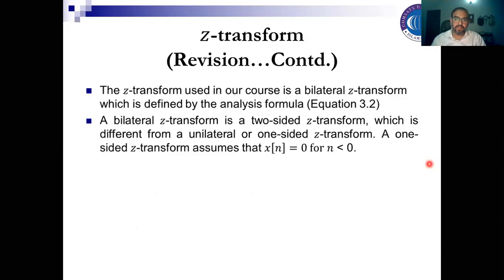the z transform in our course is also called a bilateral z transform, and it is given by the formula 3.2. The bilateral z transform is a two-sided z transform, which is different from a unilateral z transform or a one-sided z transform. So what would the one-sided z transform be? That assumes that x of n is 0 for n less than 0. Okay, so we are not taking this assumption, ours is the two-sided z transform.